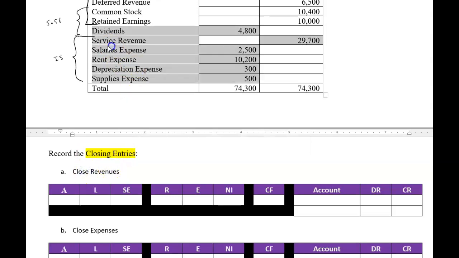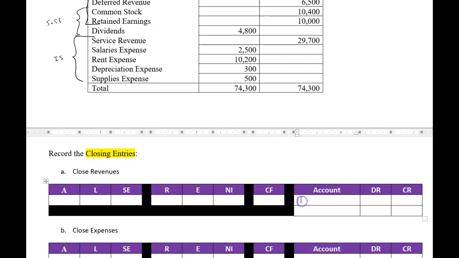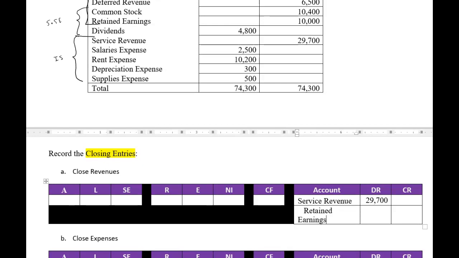Close revenues. So look for all your revenues. There may be more than one. This problem only has one. Notice revenue has a credit balance of $29,700. To close it, to relocate it, we need to debit service revenue for that $29,700, and we need to relocate it to our retained earnings account.